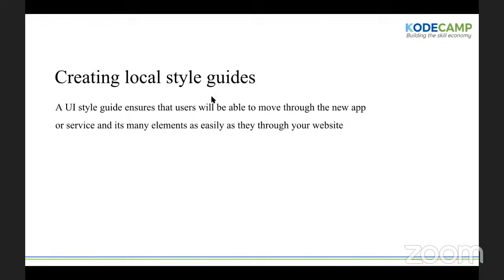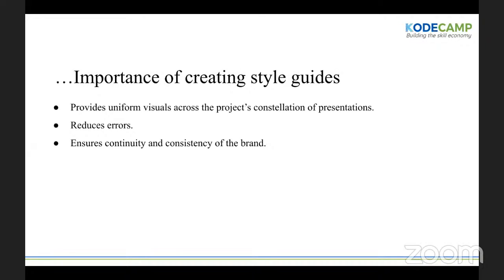Basically, a UI style guide ensures that users will be able to move through the new app, or maybe an existing app, and its many elements easily as they go through your website. The importance of creating style guides, which we'll create on Figma now, is firstly that it helps to provide uniformity across the project. So if I'm creating a style guide, probably for text or for colors, it will help me to maintain uniformity.